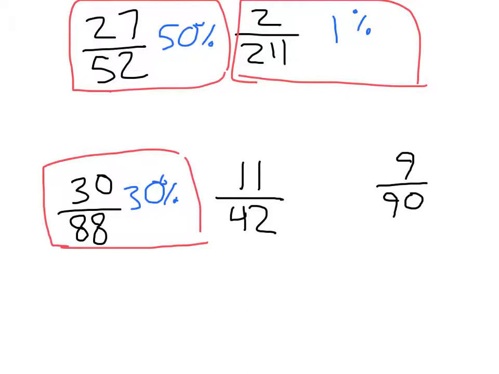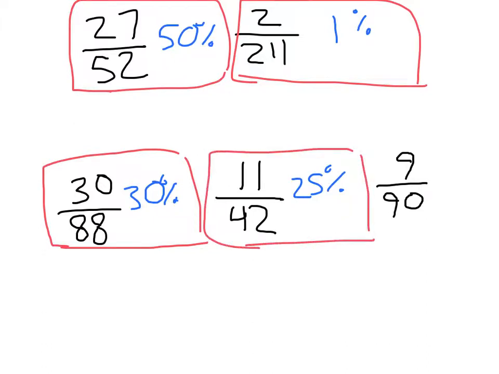11 over 42 is the next example. I think 10 over 40 would be exactly 1/4. 11 over 42 is close to 10 over 40, so it represents about 1/4. And 1/4, that should make you think 25%. It's approximately 1/4. And 9 over 90, so I know 9 times 10 is 90, so that tells me 9 over 90, that's 1/10. So for this estimate, I should be thinking 10%.